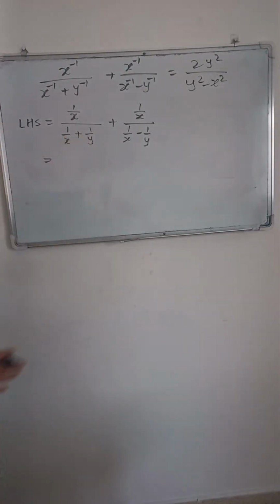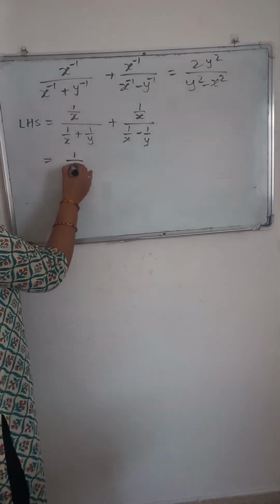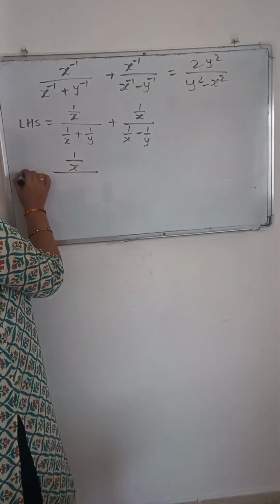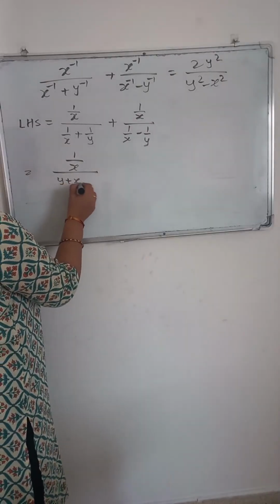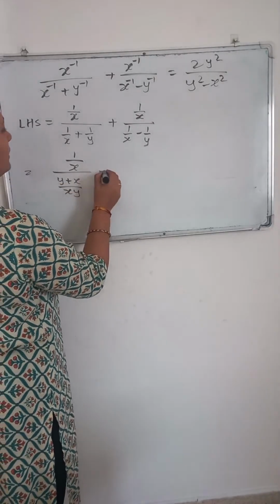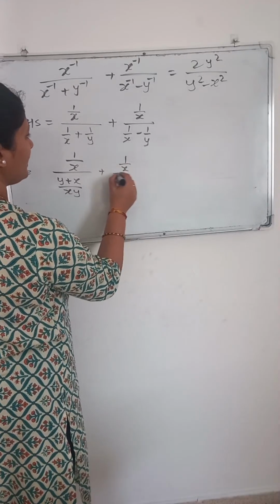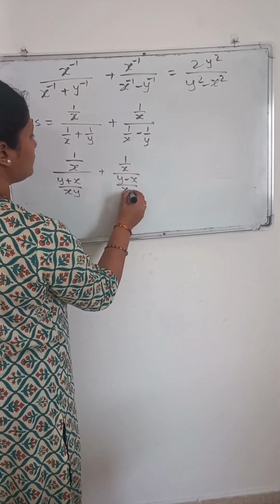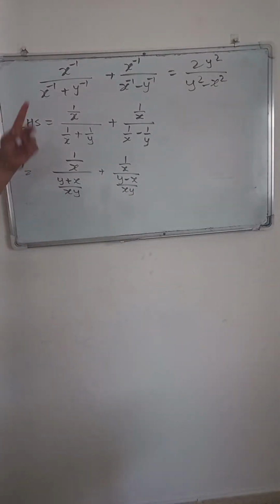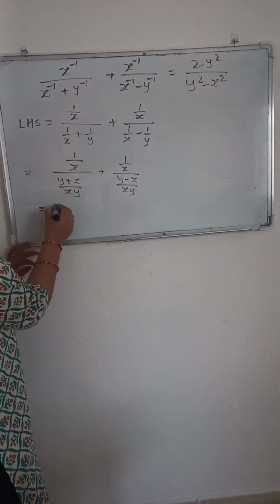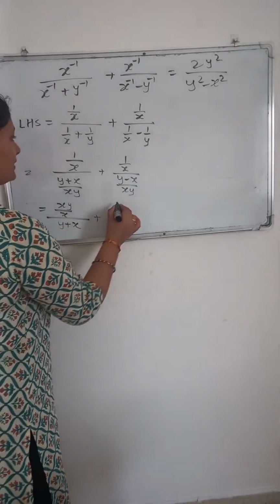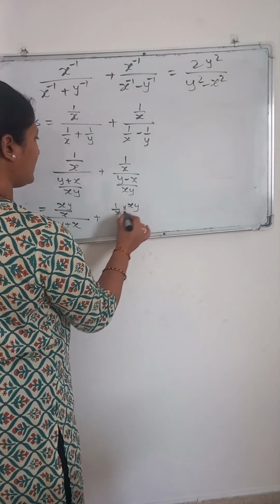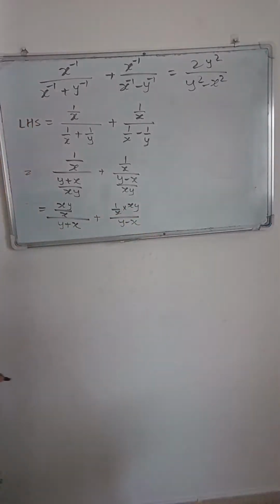So we are working on the denominator, because in the denominator we have some operations to do. So 1 upon x divided by, you take the LCM or you can just cross multiply here, y plus x upon x plus y, plus here you will get 1 upon x, y minus x upon xy. Okay, so xy gets reciprocated. So xy upon x divided by y plus x, plus here again 1 by x into xy divided by y minus x. Getting this?